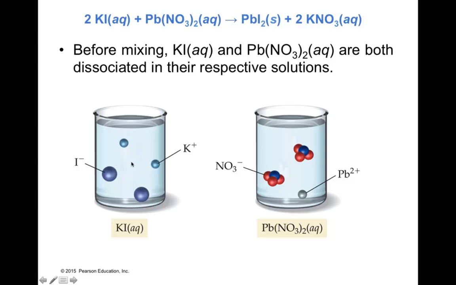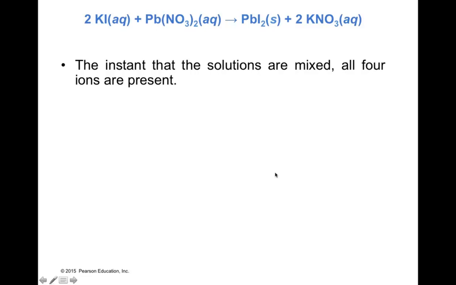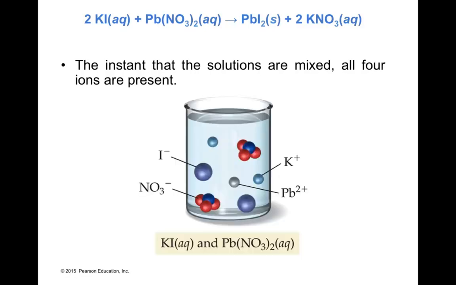In one beaker we have one solution and in the other beaker we have the second solution. So the instant that the solutions are mixed, all four ions are present. When we mix them together, all four ions are there. Okay, so now they have different options. For example, this cation could react with the iodide and produce potassium iodide, but it will be dissolved also in water. And the other option is that this cation could interact with the nitrate as well. This cation of lead could interact with iodide or with the nitrate to produce a new compound.